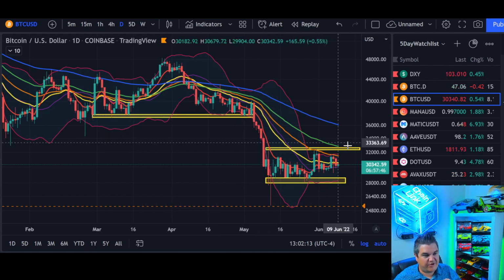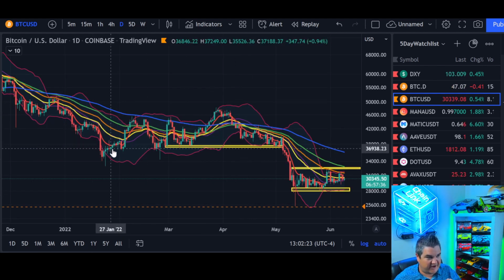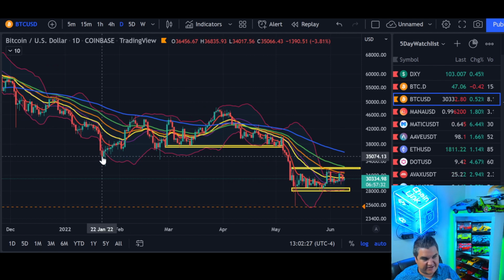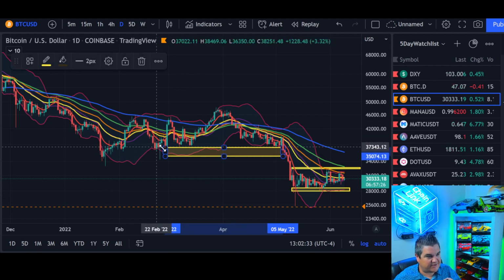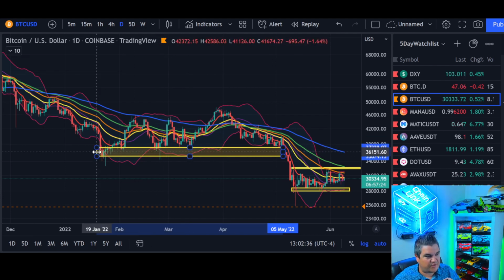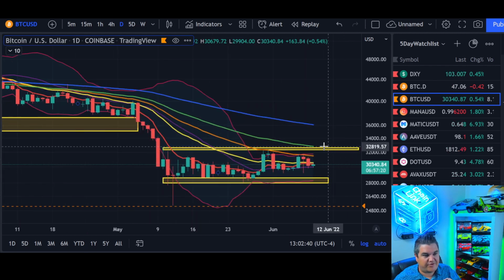So if we can break above 32.5, the odds of us going up to test somewhere between 35 to 37.5 is very likely, right? So the odds would increase. Now, why 35? Well, that's your previous low back in here, set in late January, 35K. So you could even extend this box if you wanted to, right? Something like that. So that is where I would be watching if we get a breakout of 32.5.